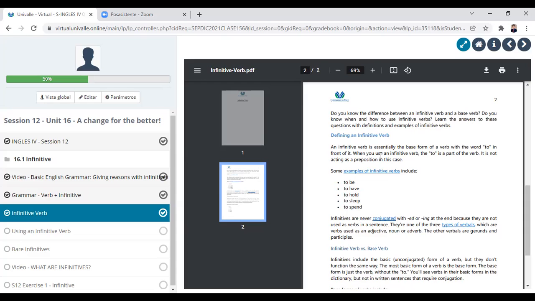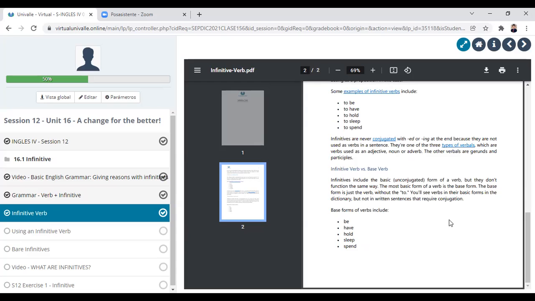Infinitive verb versus base verb. In this case, infinitives include the basic unconjugated form of a verb, but they don't function the same way. The most basic form of a verb is the base form. The base form is just the verb without the to. You'll see verbs in their basic forms in the dictionary, but not in sentences that require conjugation. Base forms of verbs include be, have, hold, sleep, spend.